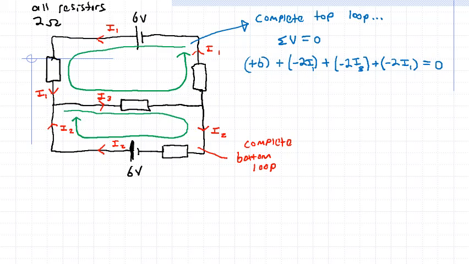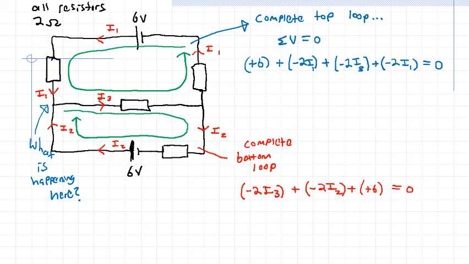For the bottom loop, the first thing we encounter is I3 times this resistor, in the same direction of the loop as the current. Then we've got the negative 2I3, and then we come around to negative 2I2 as we pass through this one. Then we go from the negative terminal to the positive terminal with 6 volts, so positive 6 as we do that, and that finishes that loop.